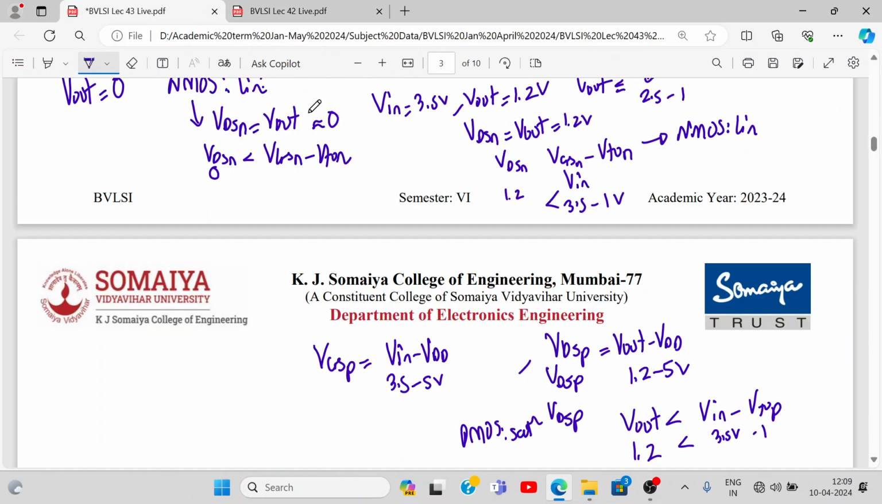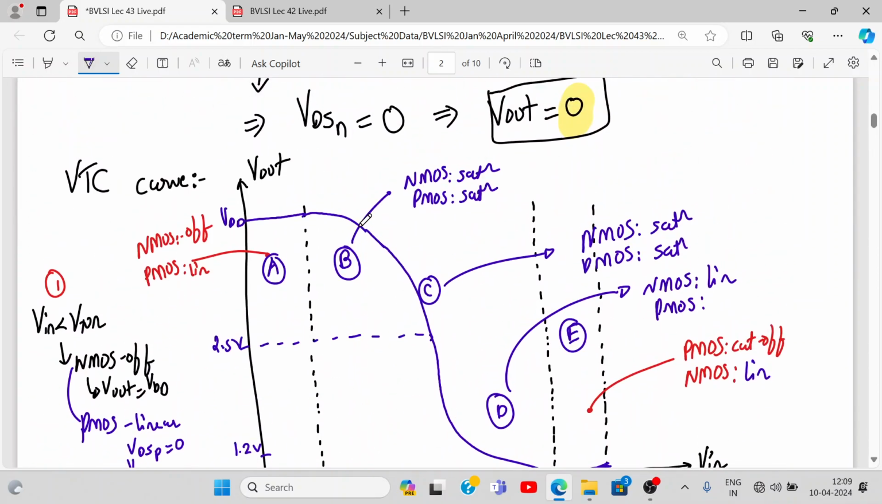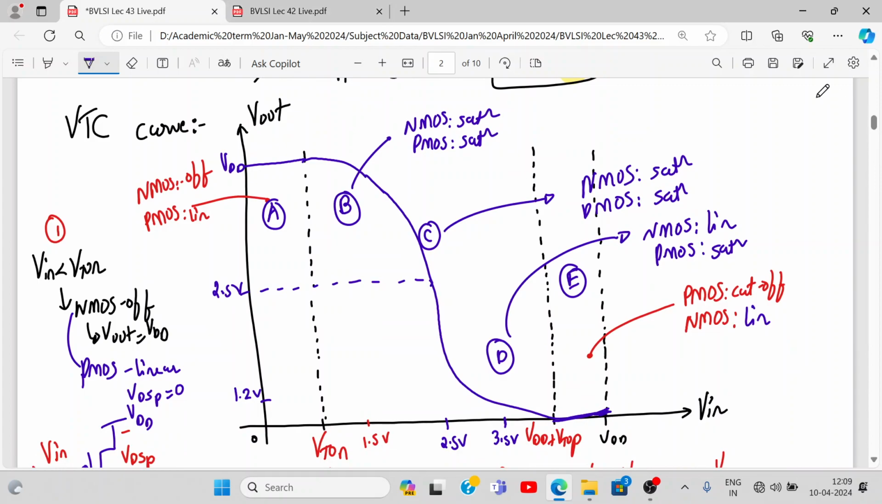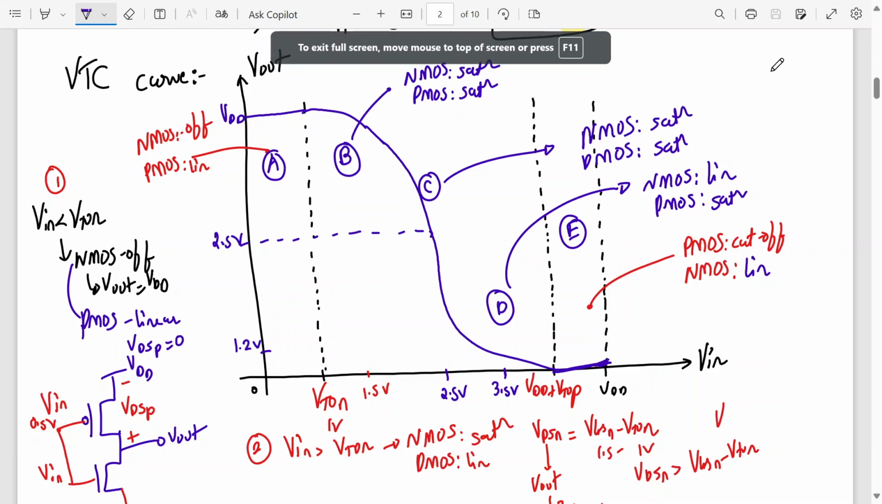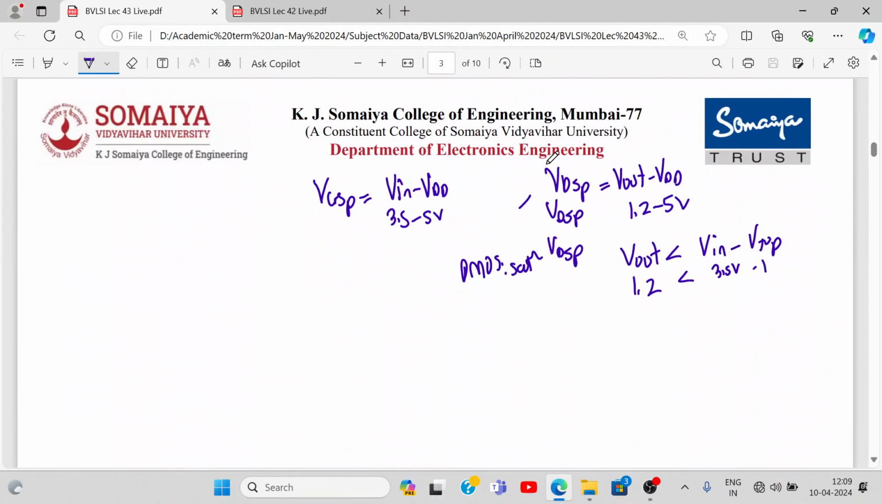Okay. So you should draw the VTC curve and mark the various regions and write it down. All right. So next time we will derive the noise margin levels and the threshold voltage for the CMOS inverter. Okay.